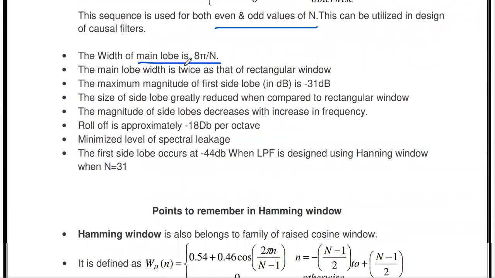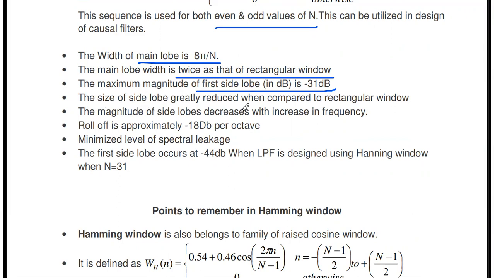Okay, so the main lobe width is twice that of the rectangular window. For the rectangular window, the main lobe width is only 4 pi by N. So here the width of the main lobe in the Hanning and Hamming window is 8 pi by N. Okay, and the maximum magnitude of the first side lobe is minus 31 dB. Okay, so you just remember these answers.